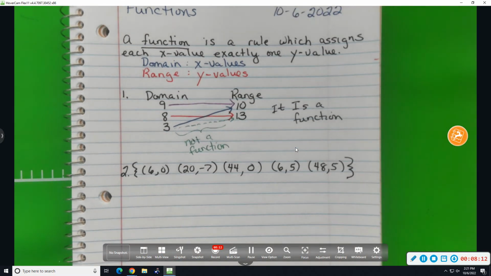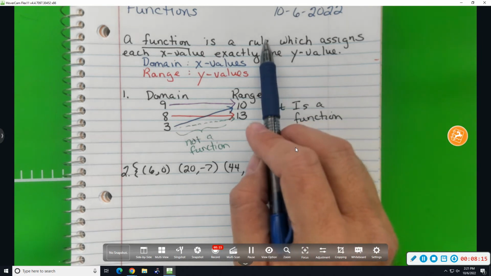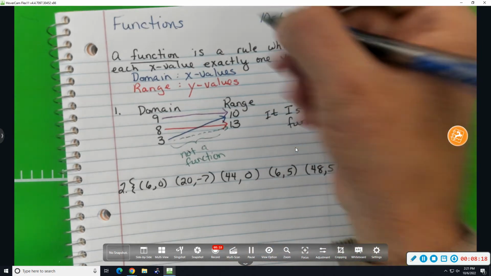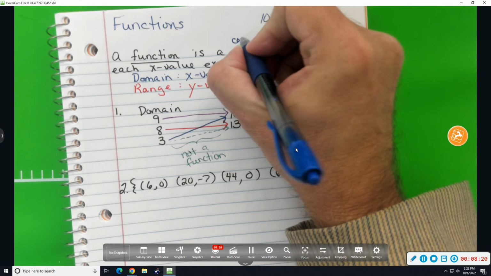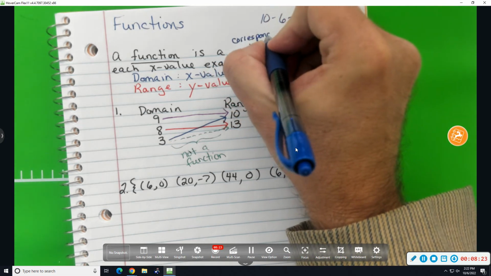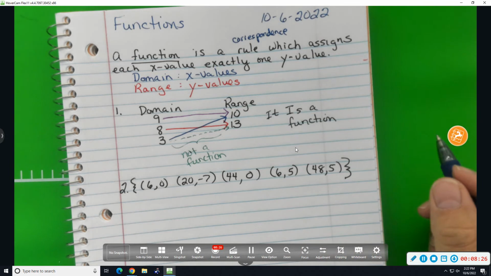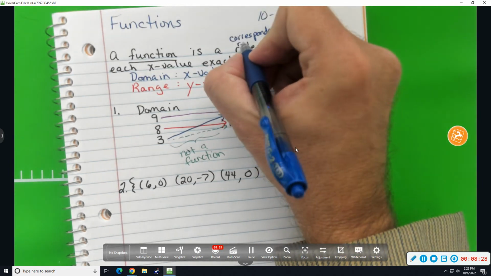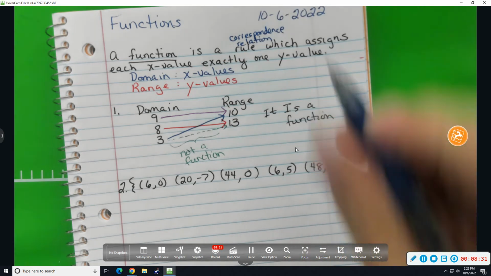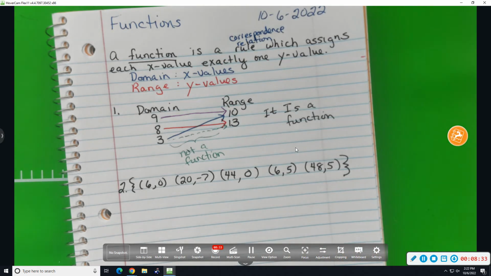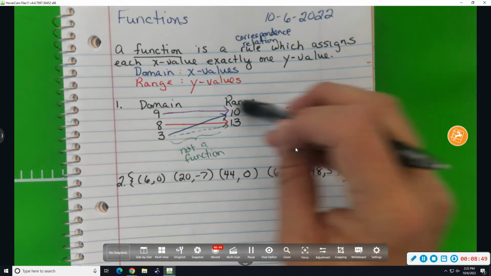By the way, when I defined function, I said rule, but there's nothing special about that word. So far, they've used every word except rule, like correspondence. Maybe because they heard you say rule and are doing it to spite you. I still prefer the word rule. If you want to say a function is a correspondence which assigns each x value exactly one y value, that's fine, or even relation, but I prefer rule.